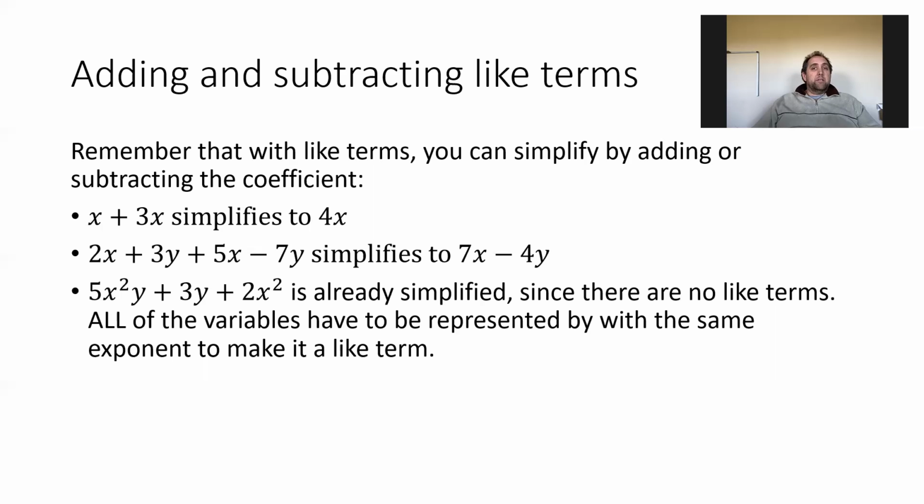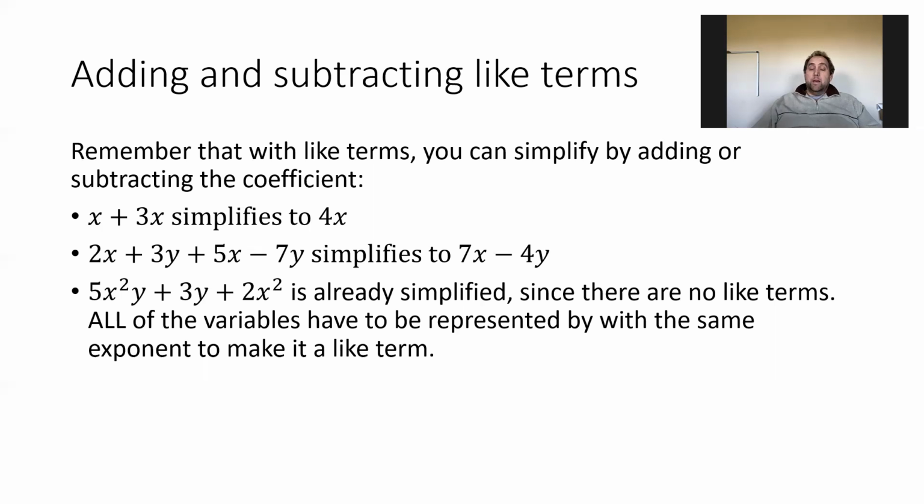For the third one, 5x squared y plus 3y plus 2x squared. How do we simplify that? Well, we can't. The reason is it's already simplified since there aren't any like terms. All of the variables have to be represented with the same exponent to make it a like term. So even though the 3y has the y component of that 5x squared y, you still can't combine it because it's different things.